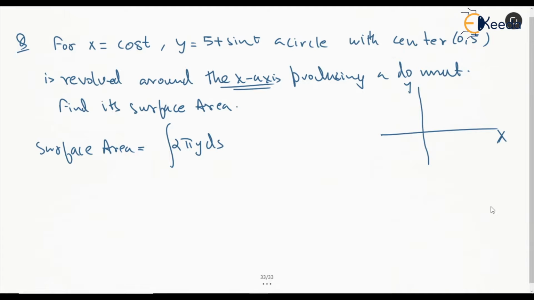So you can clearly see that this is an equation for a circle with the center at 0,5 and radius equal to 1, right? The radius will be equal to 1. So let's say if this is 0,5, then probably this is that circle.